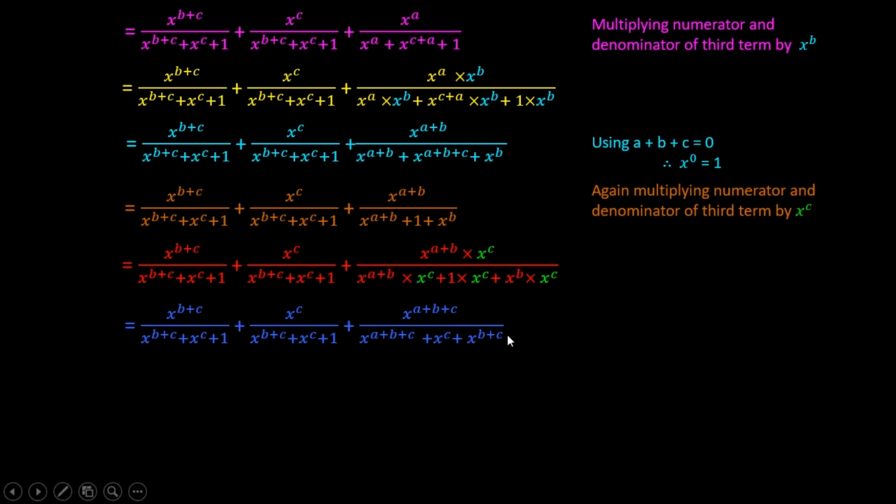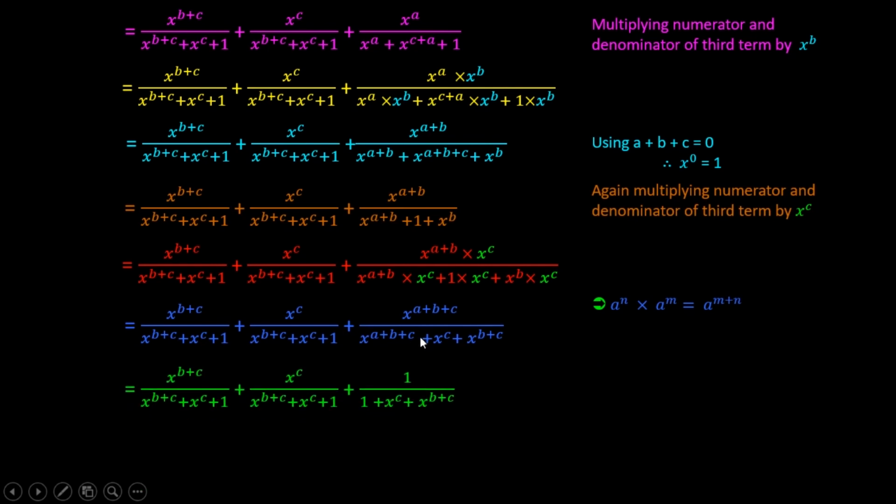And this is x to the power b plus c. So you have used the formula a to the power m times a to the power n: when the base is the same, you add the powers. Again, I have used the given condition a plus b plus c equal to 0 here on the numerator and on the denominator also. So on the denominator there is a plus b plus c, which is 0, so x to the power 0 is 1. Similarly here x to the power 0 is 1, and then you get 1 plus this is 1, this is x to the power c, and this is x to the power b plus c.